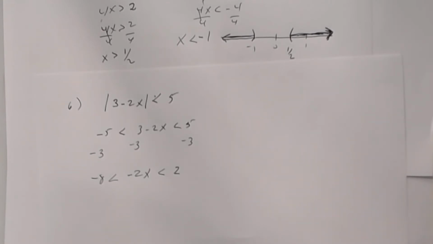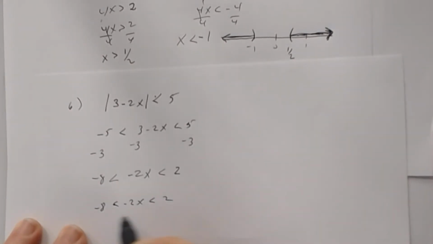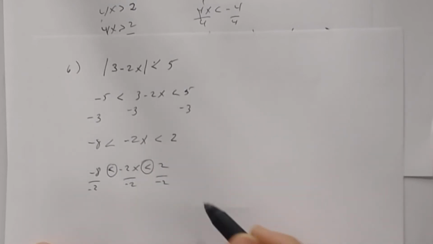So what's the next step? Divide by -2. I'm going to go ahead and rewrite this over. So I'm going to divide all parts by -2. Now remember though, what am I doing? Dividing by a negative number. So what else must I do? Reverse the inequality symbols. So -8 divided by -2 is 4. 4 is going to be greater than x, and at the same time, that x value has to be greater than what? -1. Okay?